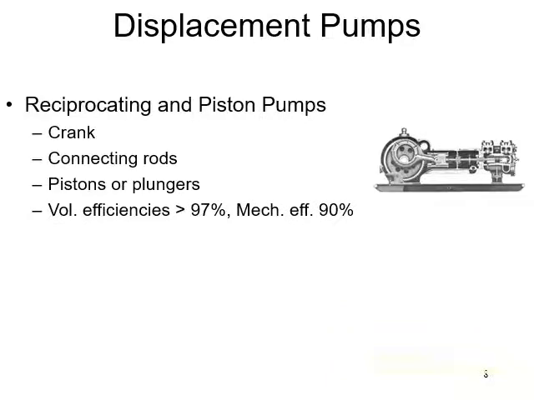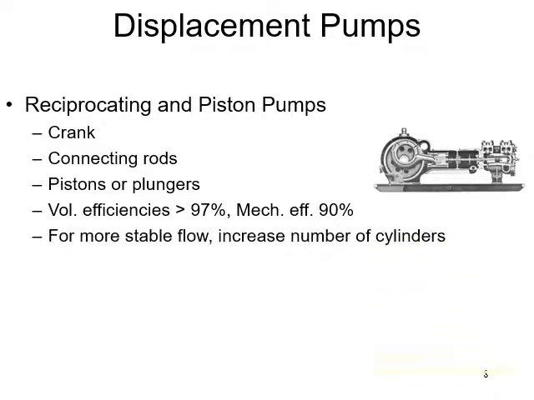In a displacement type of pump, the volumetric efficiency is greater than 97%. Then mechanical efficiency is near 90%. A small percentage of the mechanical energy is lost because of friction, because there are a number of moving components: a piston, connecting rod, crank, and valve mechanism. That causes a reduction in mechanical efficiency of about 10%.